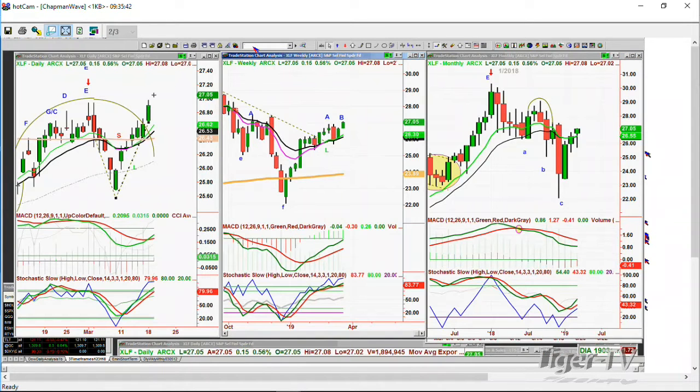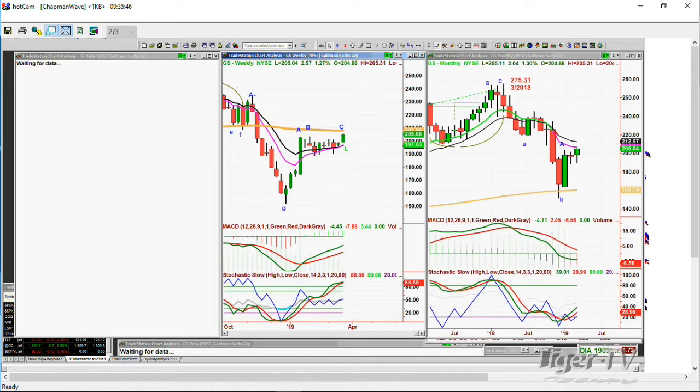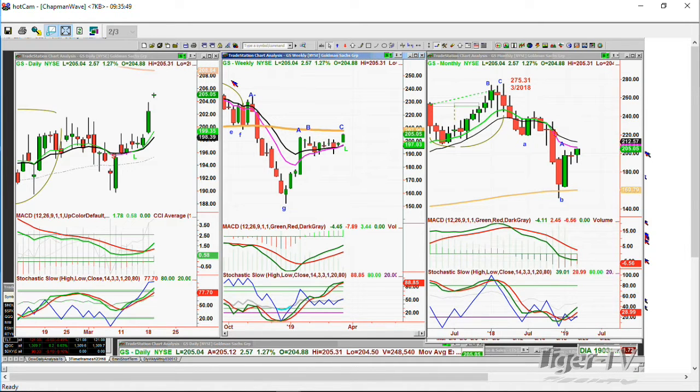Okay, we're going to get back to our story. We were looking at the XLF holding quite nicely. Let's look at Goldman Sachs. Goldman Sachs is up 2.57, another 2-point gainer. Good. Yesterday was a big move. This is, for me, really important. I want to see the XLF moving strongly higher.